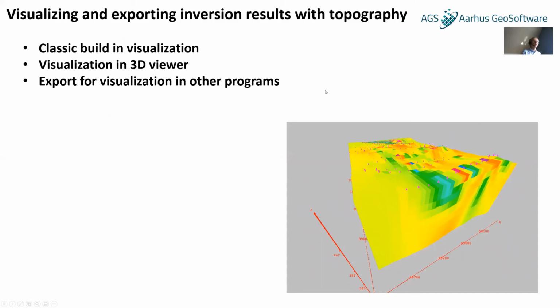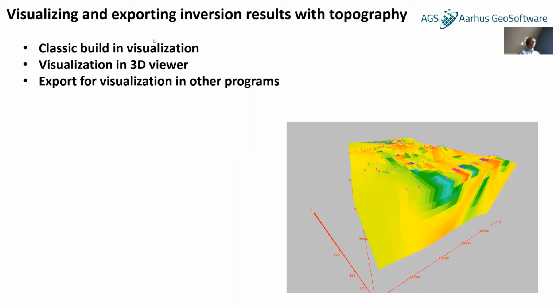Okay, so once you have run the inversion, how can you actually use these inversion results with topography? So now you have added the topography data to your DAT file and you have performed the inversion. So what can you actually do with the results afterwards? You have a few different options for visualization. You can use the classic built-in visualization. You can use the new 3D viewer, which is found in newer versions of Res3DInv. And finally, you can export the results for visualization or interpretation in other programs.